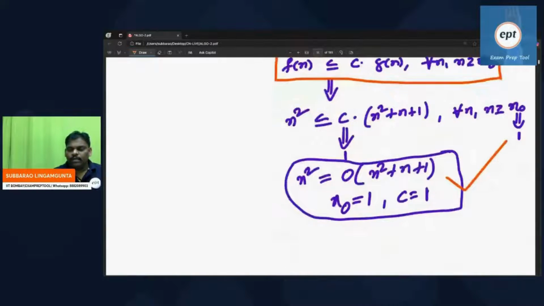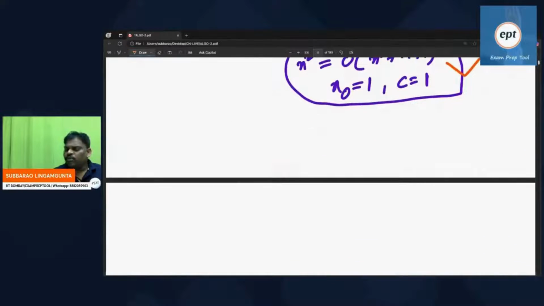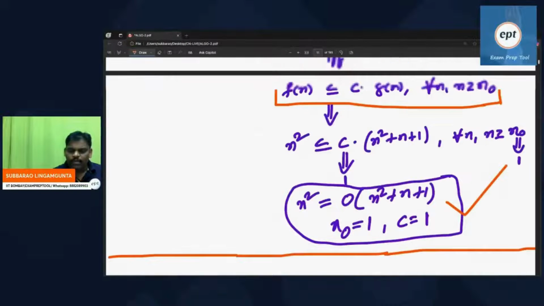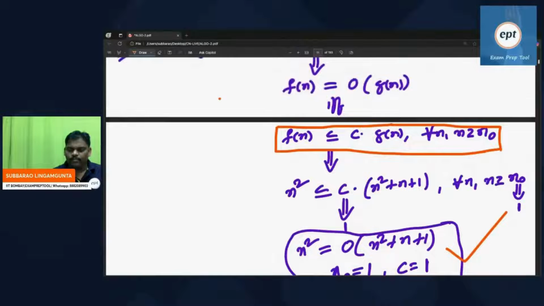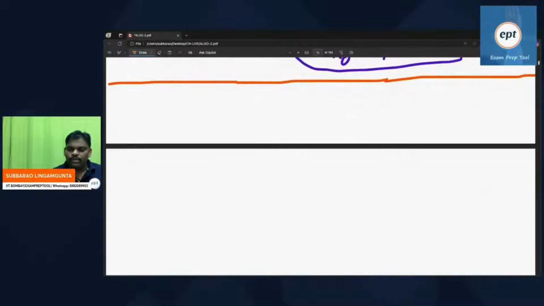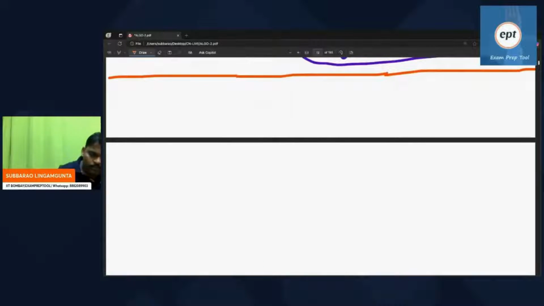Let me know if anyone has a doubt. If you have even a small doubt, further it will be clear. Don't worry. So example 1 is over. Let's go for example 2.